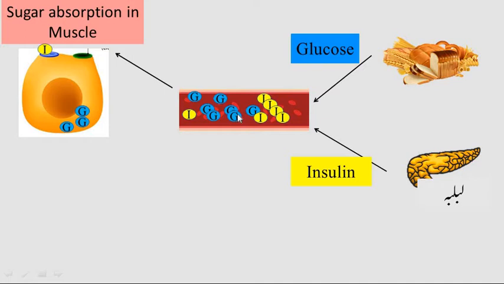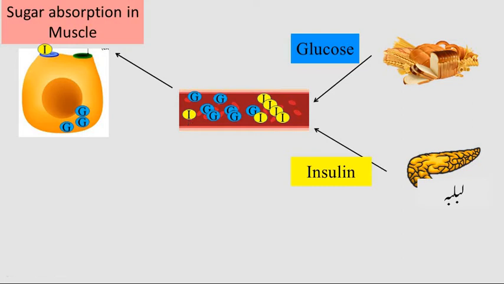So by this means glucose is removed from the blood, and the cell also gets energy. Glucose is an energy-giving molecule. So by this method your blood glucose level is reduced with the help of insulin.